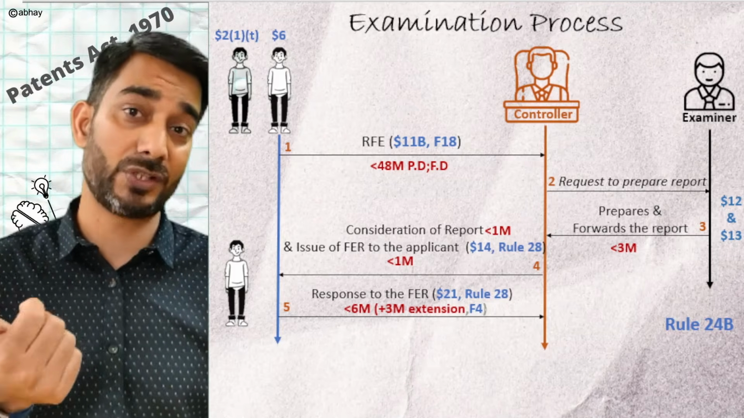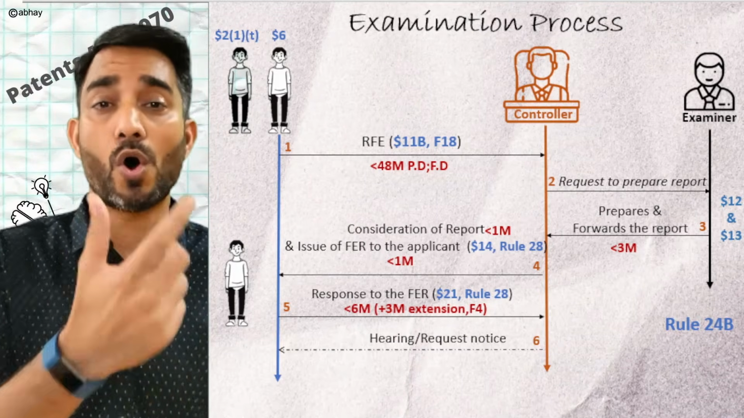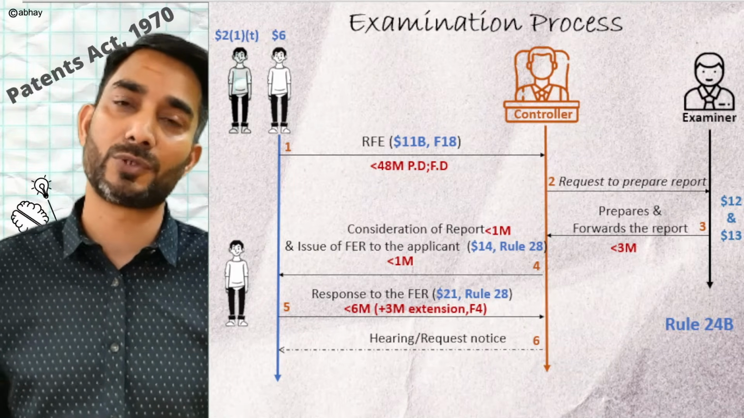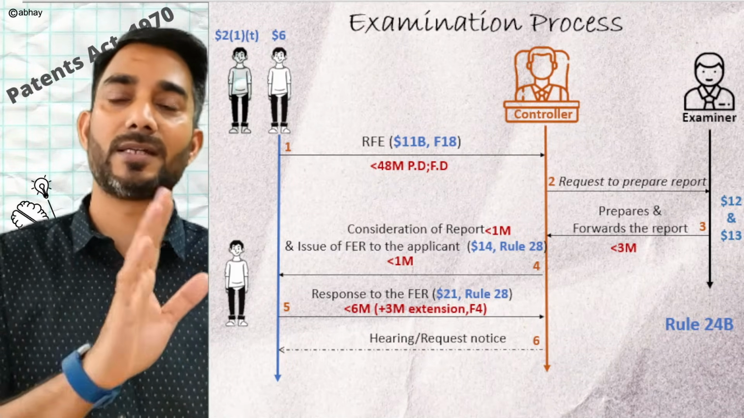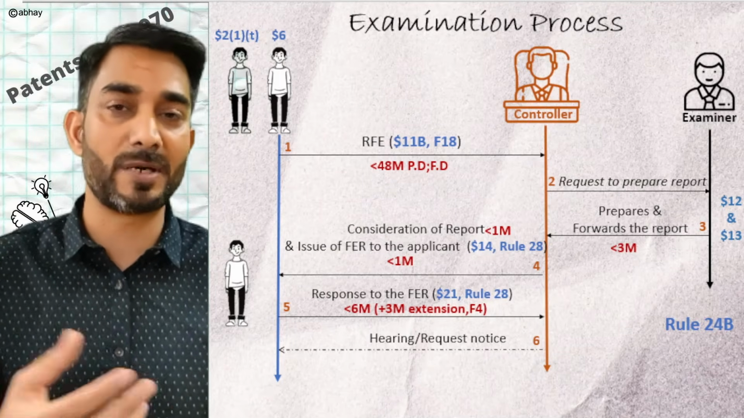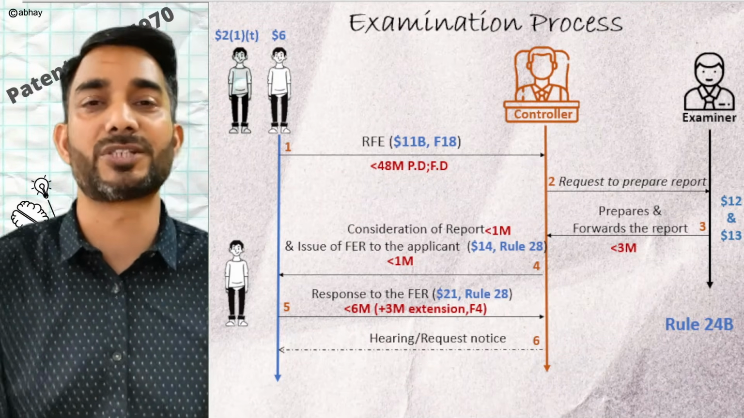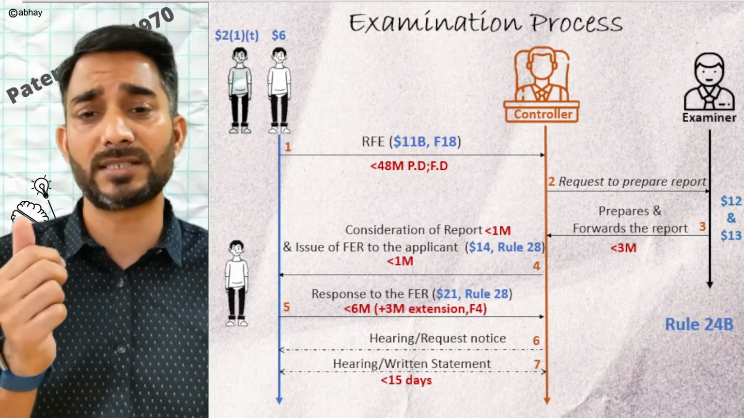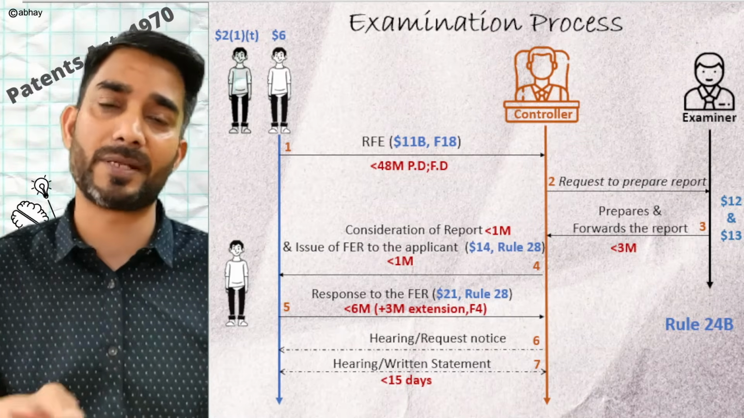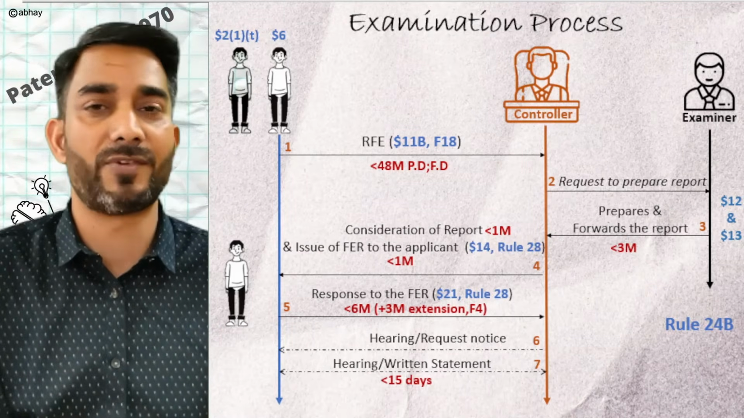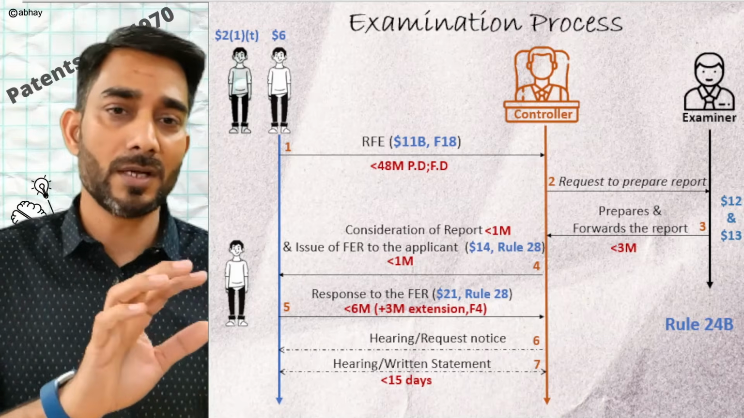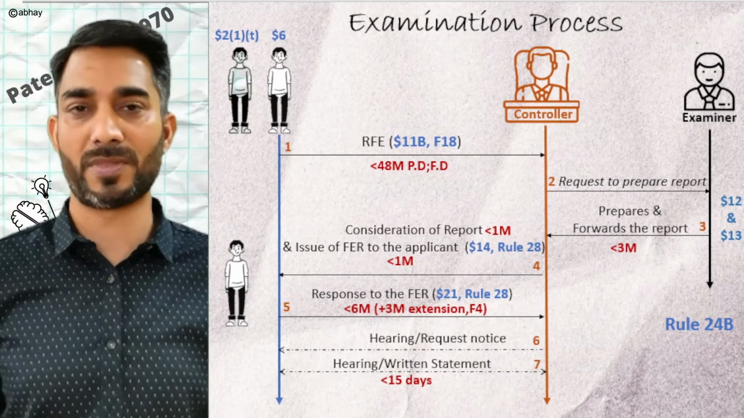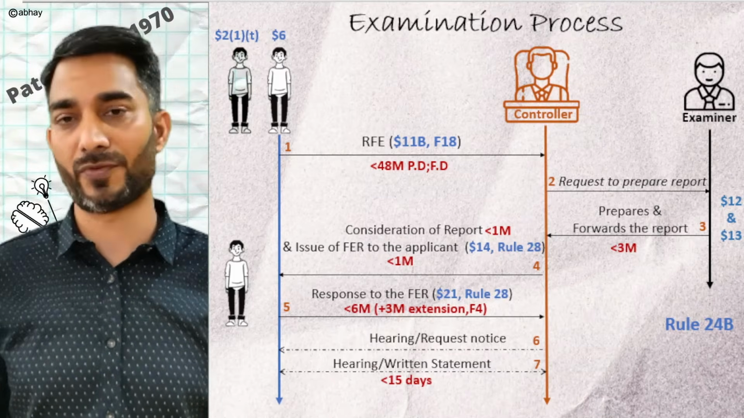Now at this stage, the applicant can request a hearing, or the controller can schedule a hearing for providing an opportunity to the applicant to explain his stand or to discuss amendments that can overcome the objection raised by the controller. Once the hearing is conducted, a written statement needs to be submitted by the applicant to the controller, ideally within 15 days of the hearing date. At this stage, the controller has obtained the report from the examiner and the response from the applicant.